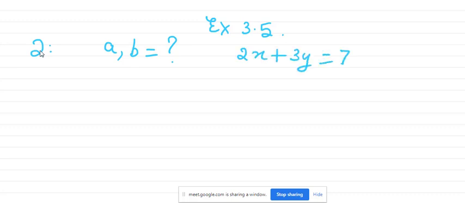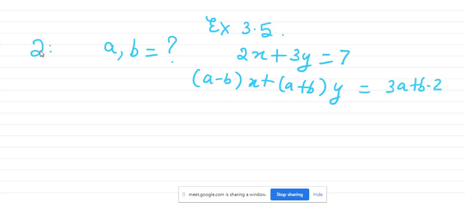equals 7, and this is the first equation. Another equation is (a minus b)x plus (a plus b)y equals 3a plus b minus 2. So this is the equation. For these two equations we have to find the values of a and b in such a way that they have infinite number of solutions. So they have many solutions.